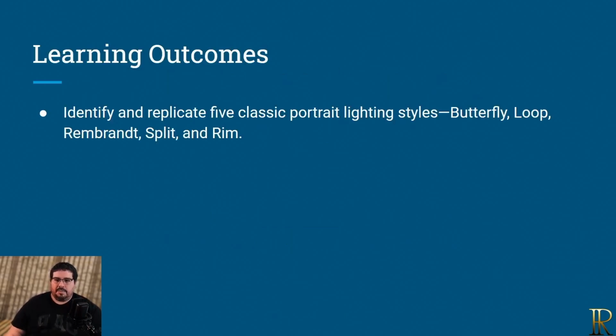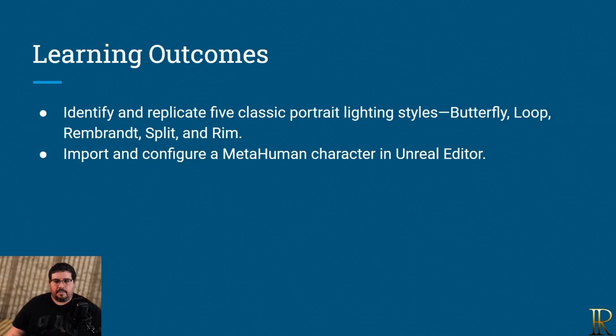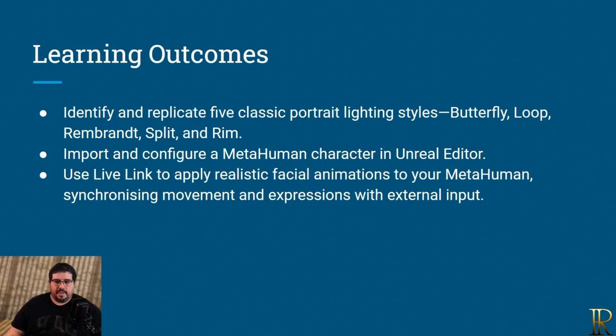Our learning outcomes are the following. So we're going to identify and replicate 5 classic portrait lighting styles. So butterfly, loop, Rembrandt, split, and rim. We're going to import and configure your metahuman in Unreal. Then we're going to use Live Link to create some facial animations that are realistic. And I'm going to be using my iPhone to be able to do this.